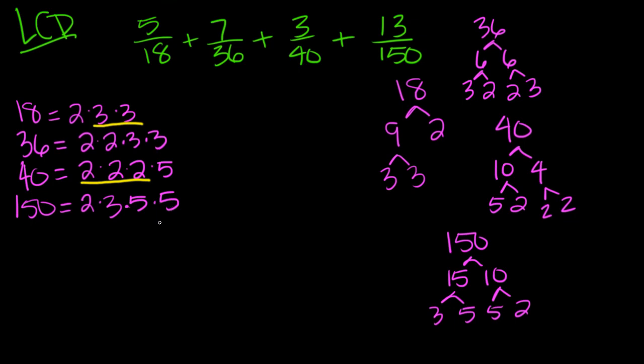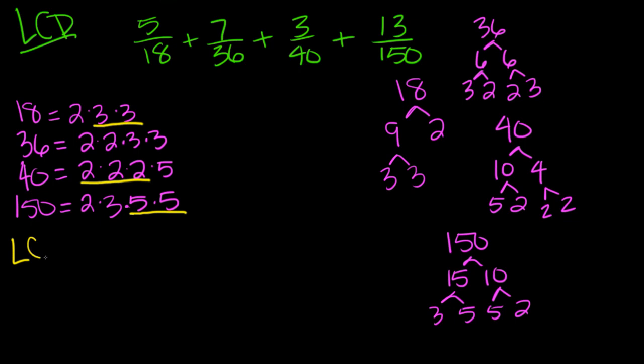All right, what's my next prime? 5. Well, 18 and 36 don't have any 5's. 40 has 1 and 150 has 2. So 150 has 2 5's. And those are the end of my primes. So I would do this with all of my primes regardless of how many that I had. Sometimes it only appears once too, and that's okay. Just in this example, they all appear 2 or 3 times.